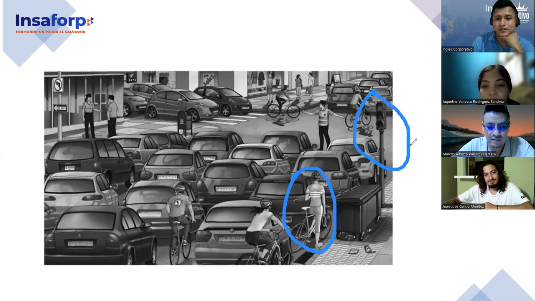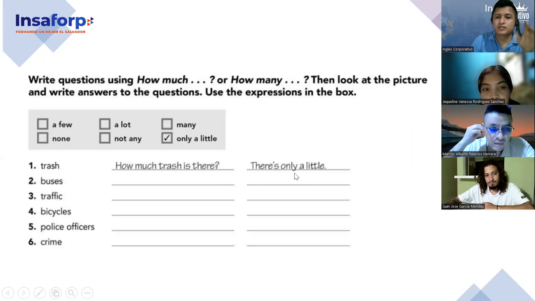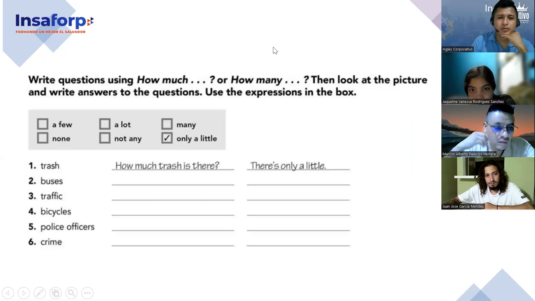Very good, Marcos. So this is a traffic light. Perfect. Okay, so as you see, that's why we have here in the answer, there's only a little. Because it's not too many, right? What about buses? What is the question with buses? Vamos a empezar with how much?